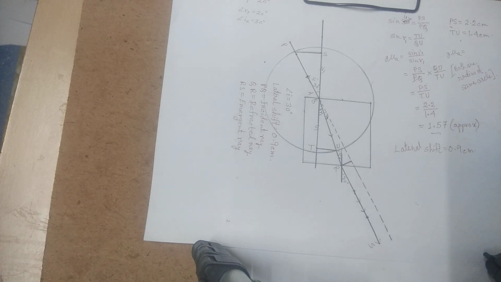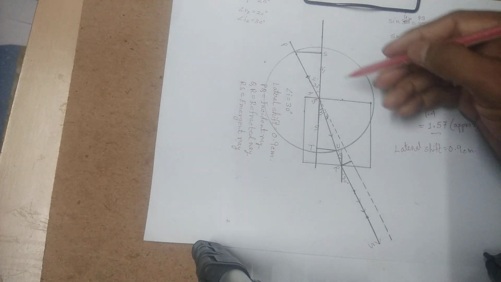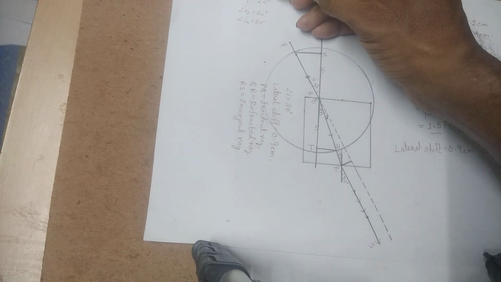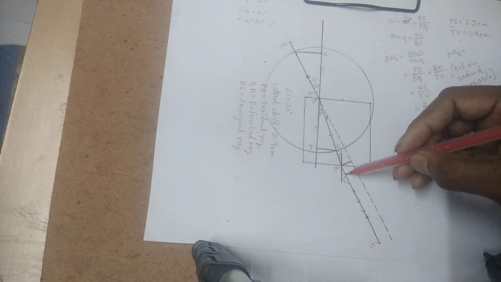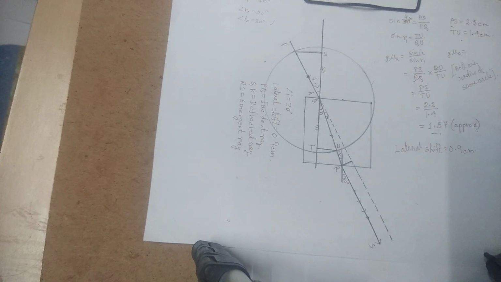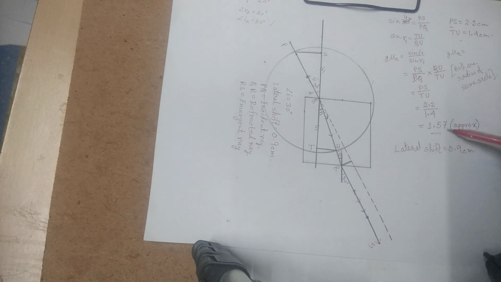And this is our correct answer. And also you can find that this experiment is correct because you see that angle I1 coincides with angle I2. That is, angle of incidence and angle of emergence are the same, right? Therefore, we are finding that this experiment is correct and find the refractive index as 1.57 and lateral shift is 0.9 centimeter, right?